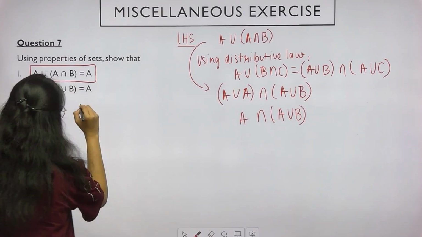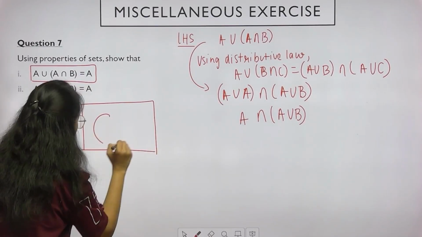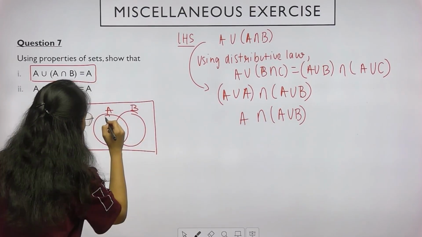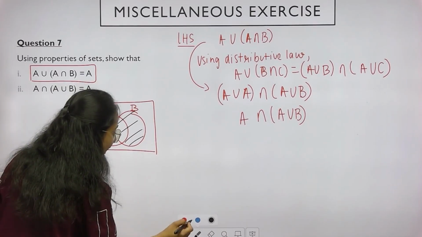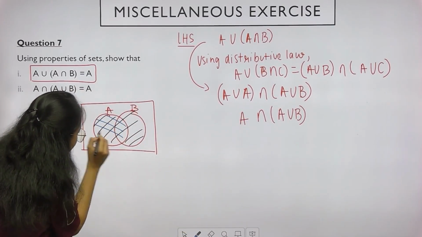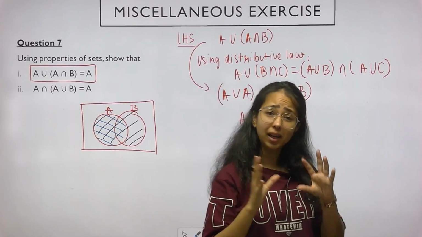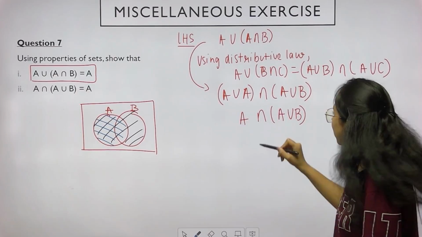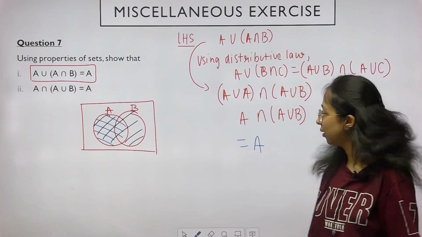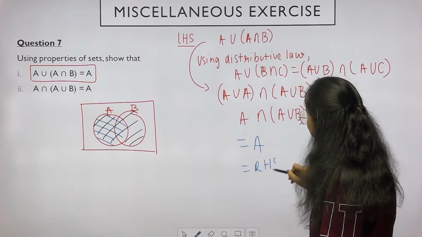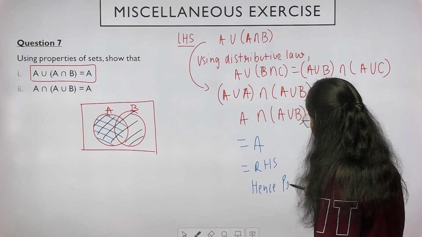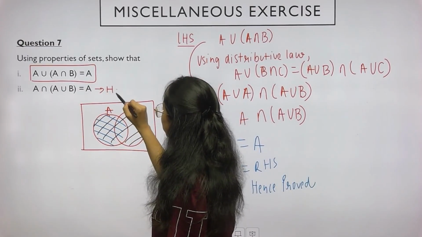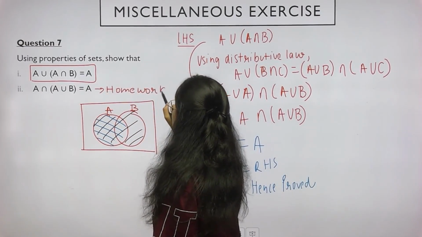Let's check using a Venn diagram. So this is A and this is set B. First of all we have A union B. A union B will be this portion, and next we have intersection A, and A will be this particular portion. Now what is the portion where both black and blue color lines are coming? That is nothing but set A. So this becomes set A only. Now we have reached the RHS, hence proved. I have already done the first part. Again, this part you will do on your own. This is also a very easy question.